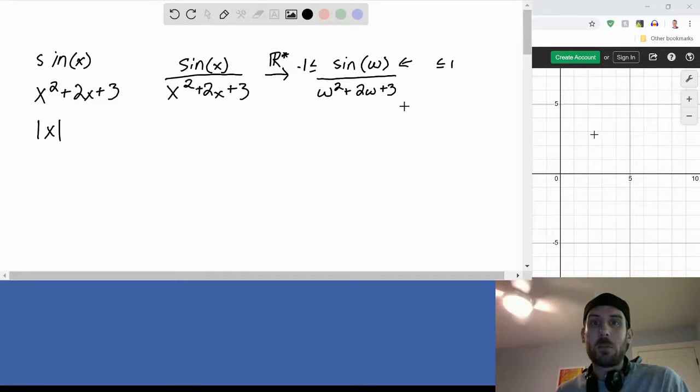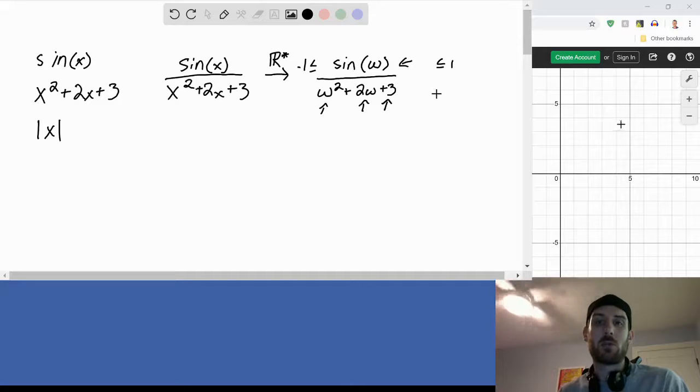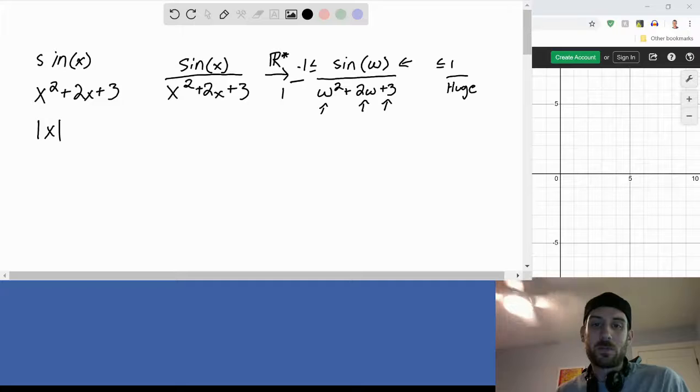What about on the bottom? Well, omega squared plus 2 omega plus 3, that's definitely going to be a huge value. That's going to be an infinite value. I've got something that's very, very large. I'm adding something else that's very, very large to it. I'm adding 3, which is insignificant, but still, it's not going to have anything that's going to prevent the bottom from being huge. So you can think of this as being trapped between 1 over huge and -1 over huge.